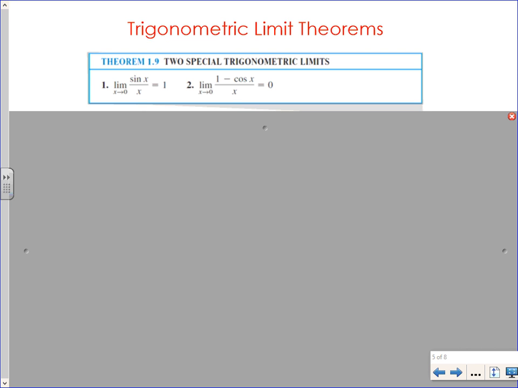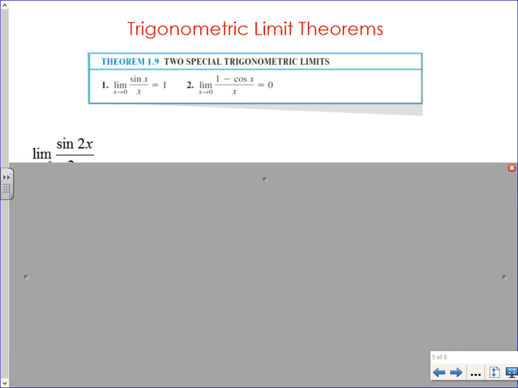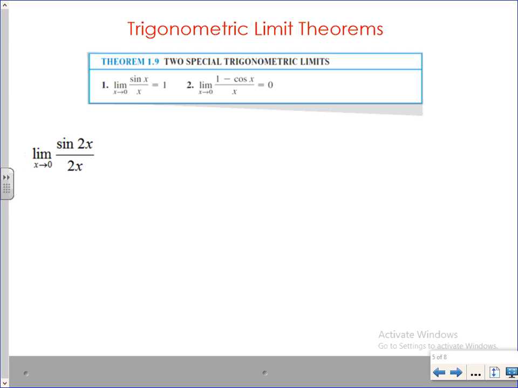When we learn something called L'Hopital's rule, we'll come back to these, and it'll be one way for us to verify that these are correct. But for right now, I need you to just accept that these are true. We will do some proofs throughout the year, but these aren't ones that I want to spend time on today. So I want to go ahead and talk about this right here.